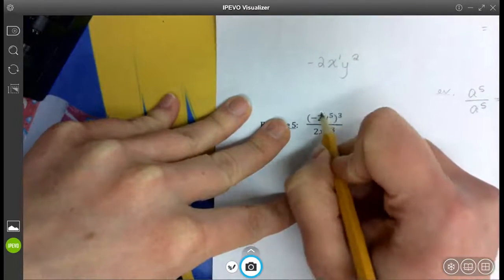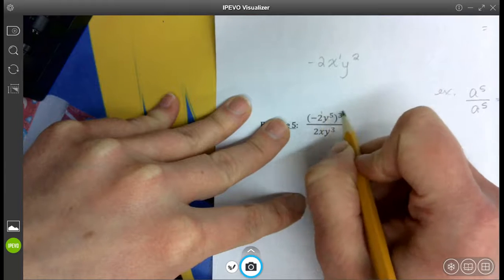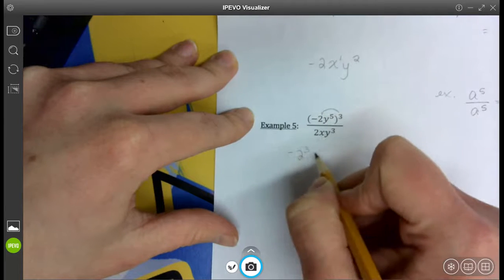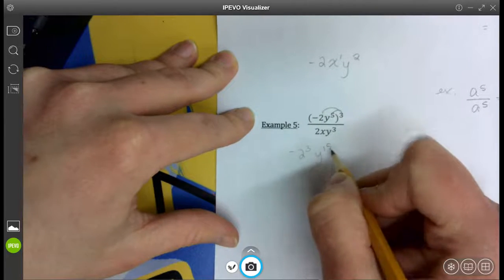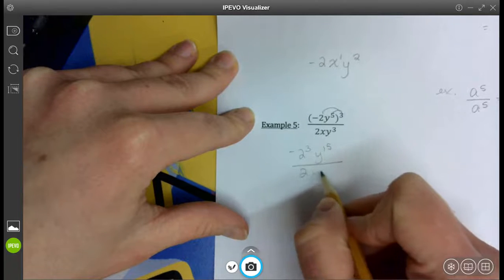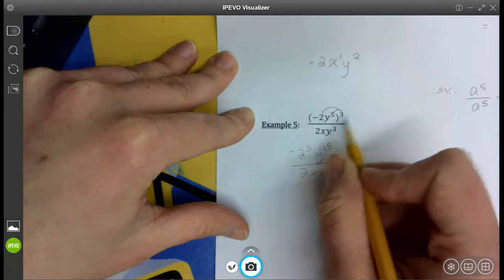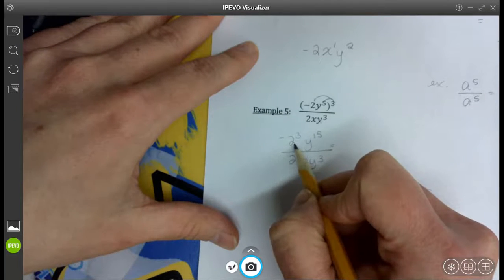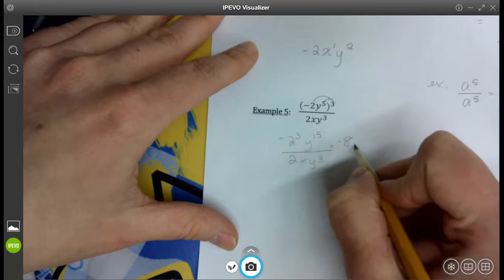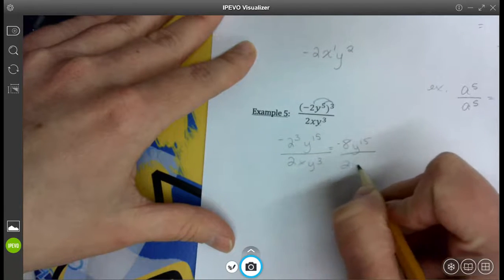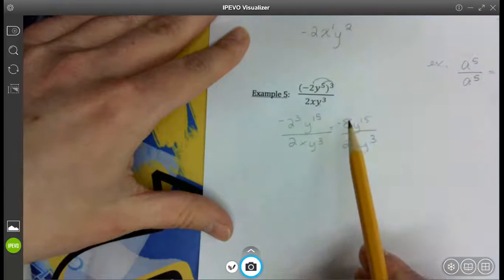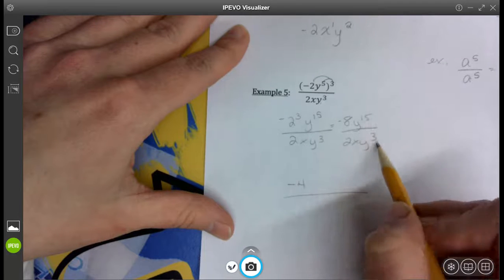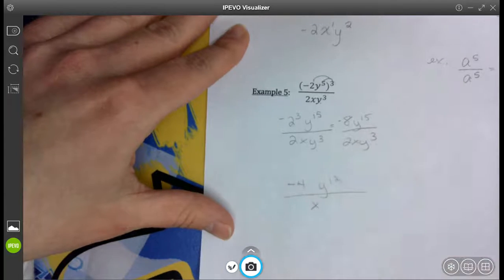So this is from yesterday. Anything that has a power raised to another power, you multiply. So this is negative 2 to the third, y to the 5 times 3, which is 15, and x y to the third. That wasn't in parentheses, so that's why that doesn't get raised. This is going to be a negative 2 times a negative 2, 4, times a negative 2 is a negative 8. Negative 8 divided by 2 is negative 4. Y to the 15 over y to the 3 gives you y to the 12. That's it.